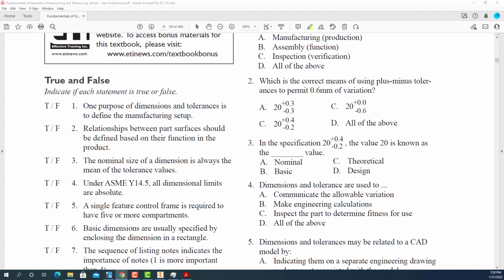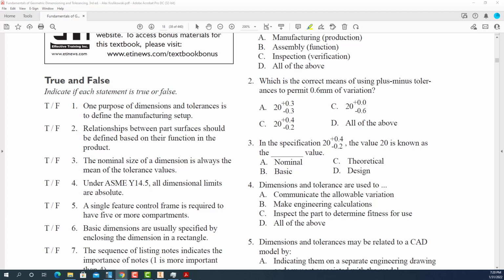Number 2, let's go to Halen. So number 2 says relationships between part surfaces should be defined based on their function in the product. Is it true? That's true. Very good. Because if I need these two to be a certain distance for something, they have to be related to each other. Could that also be talking about like datum surfaces? Yeah, it could be.